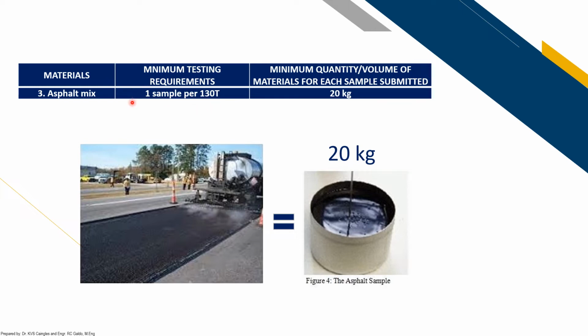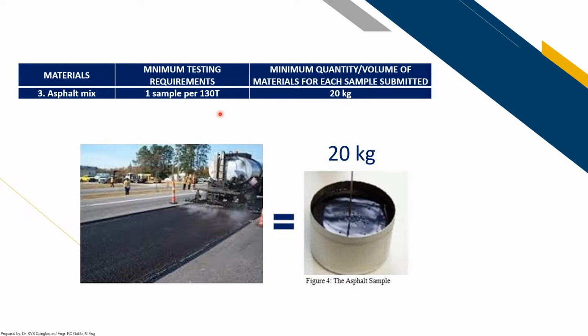So, one sample would mean 20 kilogram of your asphaltic material. That is one way of saying also that we are going to obtain 20 kilogram every 130 tons of asphalt mix. So, it is a fraction thereof.